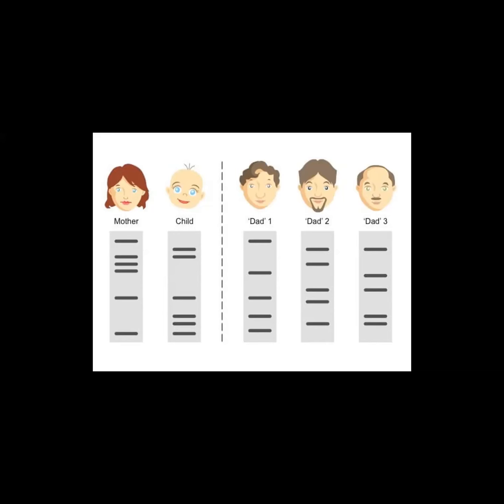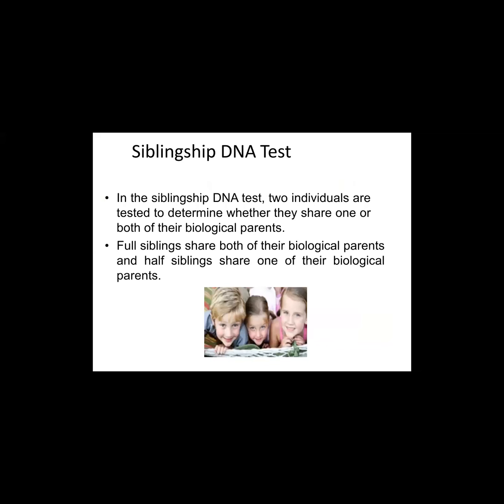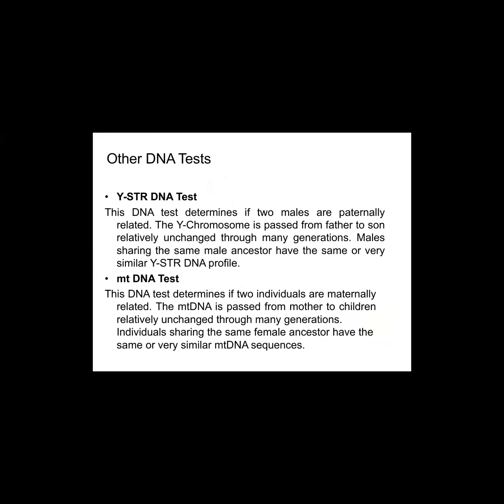The next one is the siblingship DNA test. In the siblingship DNA test, two individuals are tested to determine whether they share one or both of their biological parents. Full siblings share both of their biological parents, and half siblings share one of their biological parents. Next one is the twin DNA test. The twin DNA test is used to determine if twins are identical or fraternal. Every person's DNA is unique except for identical twins. If the twins share the exact same DNA profiles, they're identical. If they don't share the exact same DNA profiles, they're fraternal.